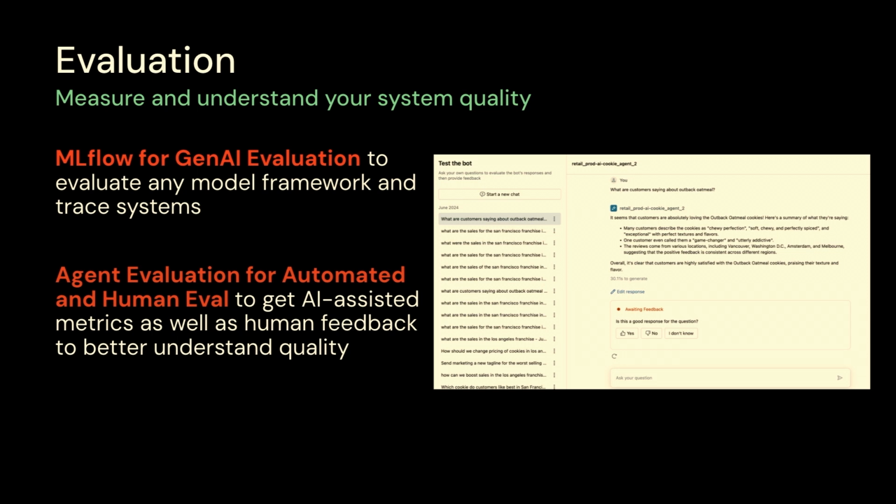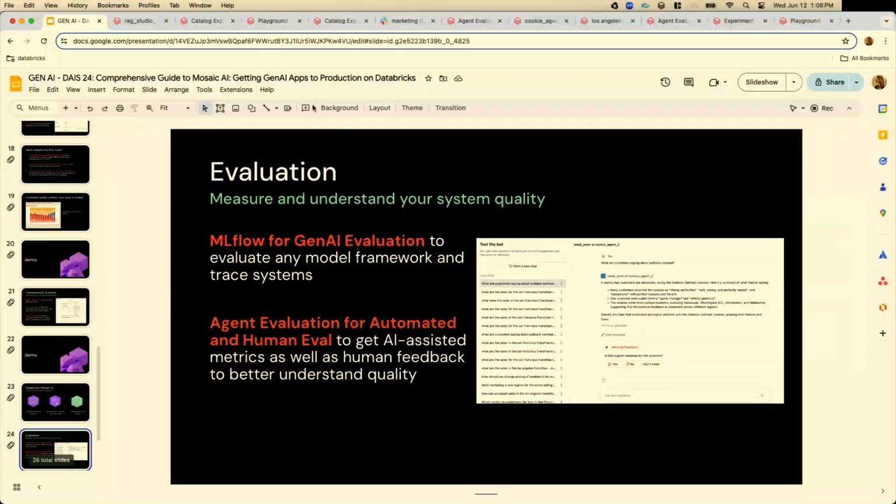And then also, as you saw in the keynote demo, we have this review app that you can send out to any of your business stakeholders who are the subject matter experts on that topic, who can then chat with your application and provide feedback on whether it was good or not. And all that data is then logged in Unity Catalog. So let's quickly get into that.